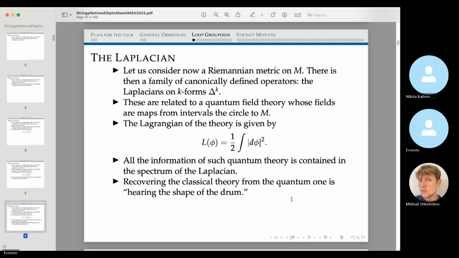Yes. And this is called by more classical mathematicians, that are skewed in the mention of quantum things, here in the shape of the drum. Because this task could also be interpreted as this famous problem, hearing the shape of the drum. But I prefer to think of it today as recovering the classical theory from the quantum one.